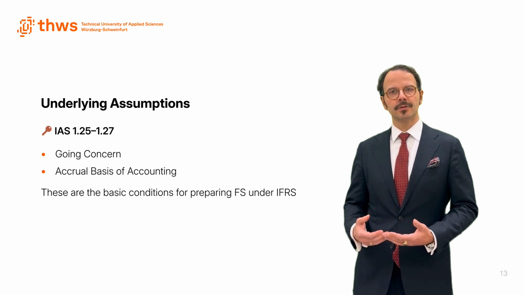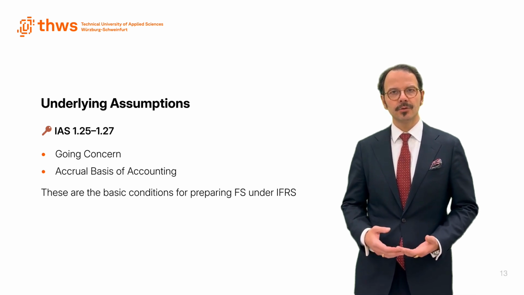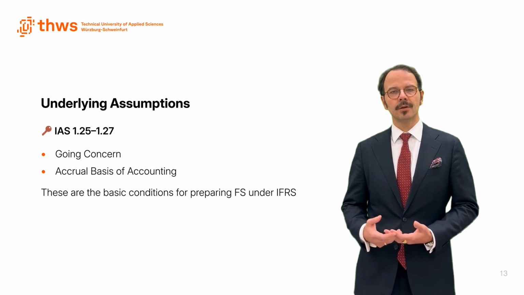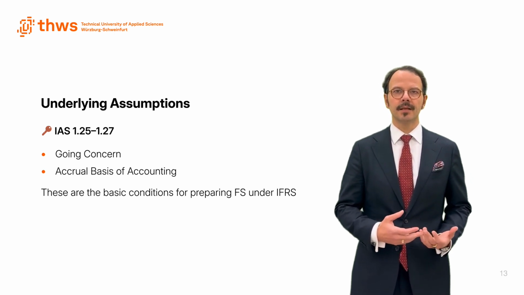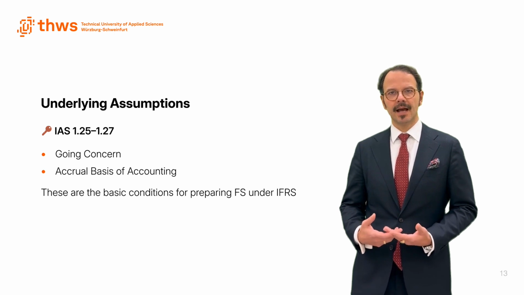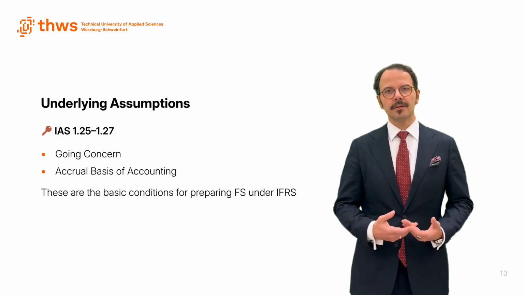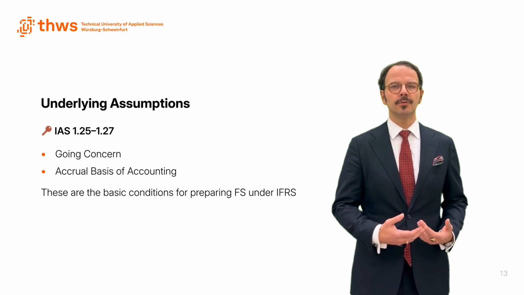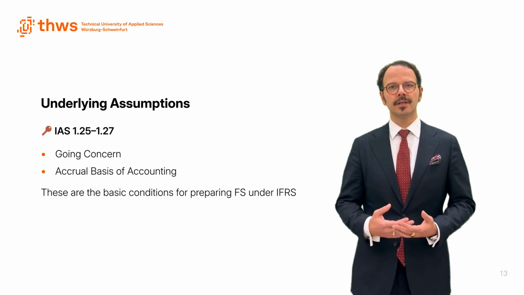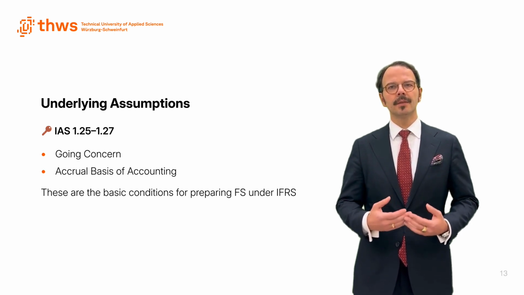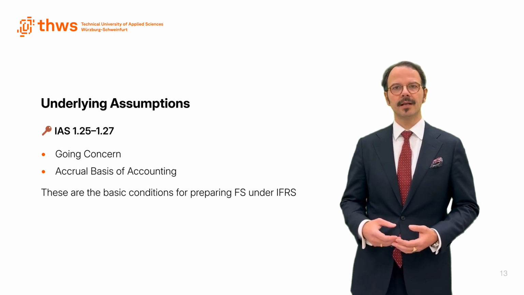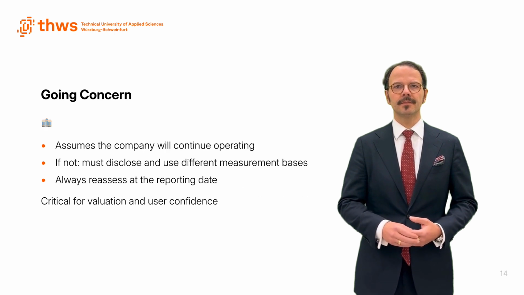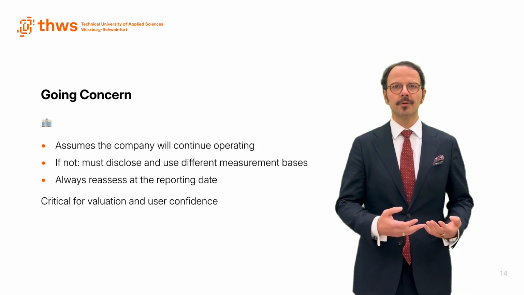Behind every financial statement under IFRS are two quiet giants: going concern and accrual basis of accounting. They're not flashy, but they are absolutely fundamental. If one of them breaks, the entire financial reporting structure starts to shake. Let's take a closer look at each of them, because you'll see them referenced not just in IAS 1, but across the IFRS universe.